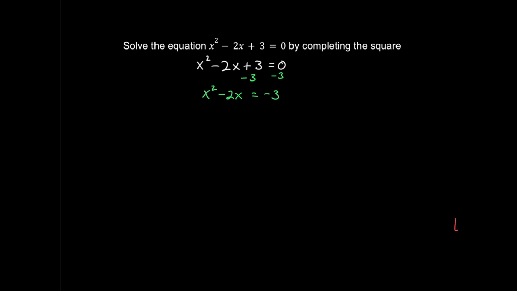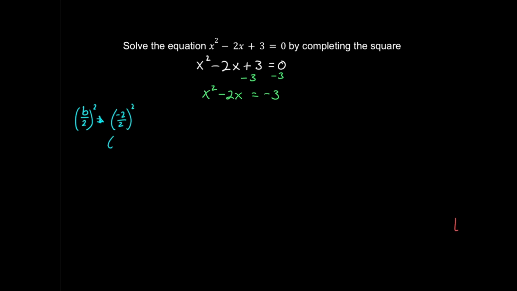Now, we're going to have to complete the square. This is the big part of this process. We're going to take our value for b, divide it by 2, and square it. And that's what we're going to have to add to both sides of the equation. So our value for b this time is negative 2. So we're going to take negative 2, divided by 2, and square it.